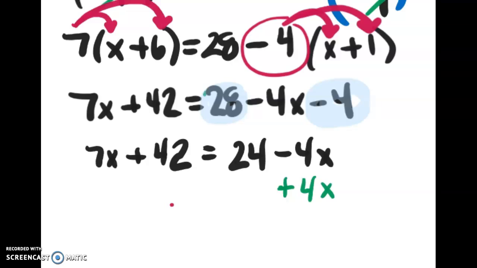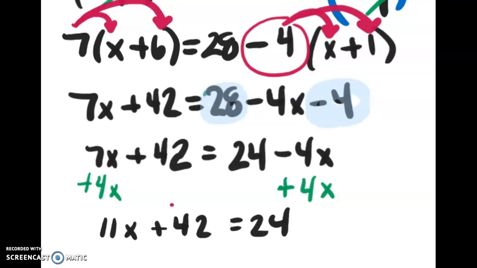What I have here, I have to do the opposite of in order to go across the equal sign. So I'm going to add 4x to both sides, and I will now get 11x plus 42 is equal to 24.